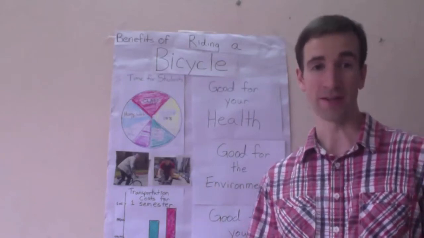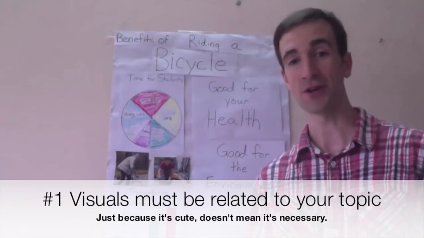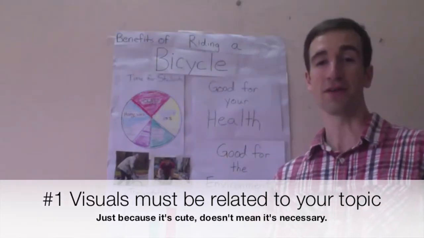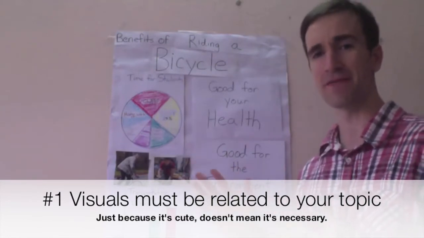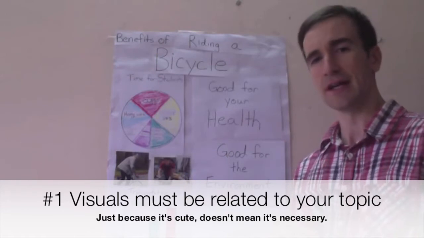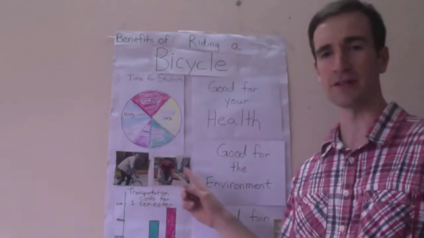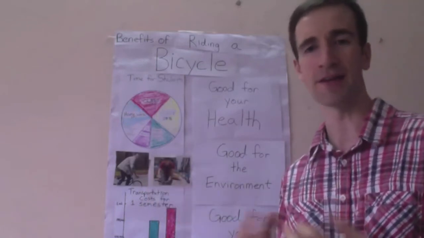My first point is that if you use a visual, you need to make sure it relates to your presentation. For example, here I have a poster about the benefits of riding a bicycle. And I have some charts, and I also have a couple of pictures. But notice that both of my pictures are of people riding a bicycle.